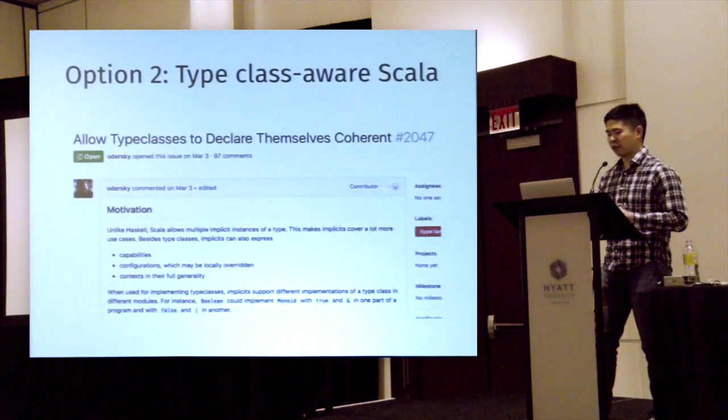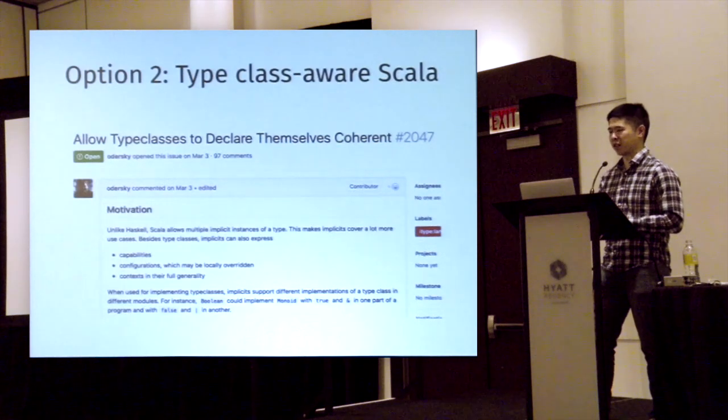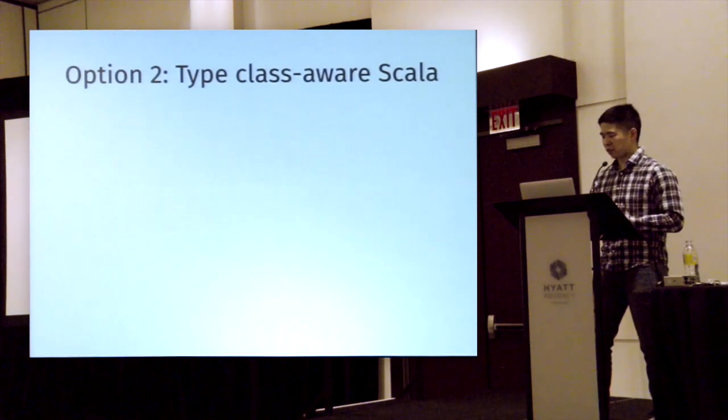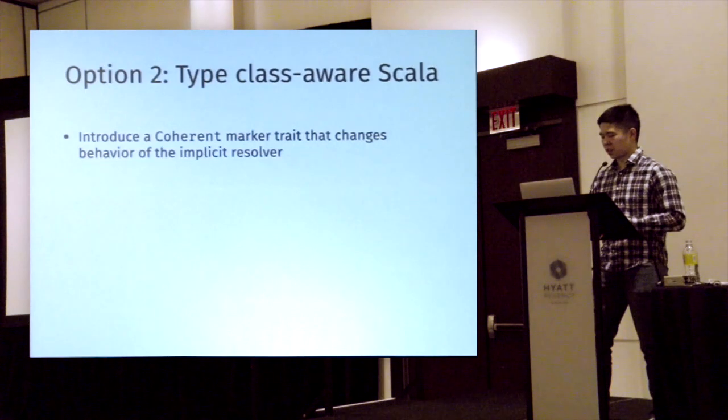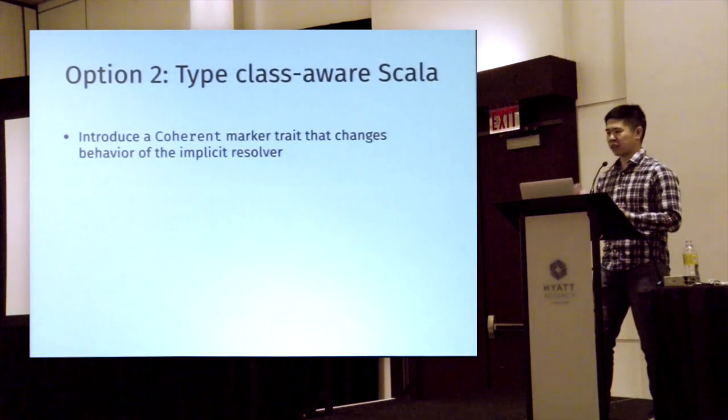And he had a proposal for a way of solving the problem, which is to have a way of allowing type classes to declare themselves coherent. So at a high level, what this looks like is we introduce a coherent marker trait that will change the behavior of the implicit resolver. And basically, when the implicit resolver sees something that has this marker trait, it'll just presumably pick a path.